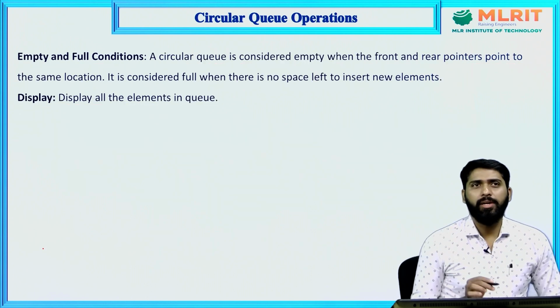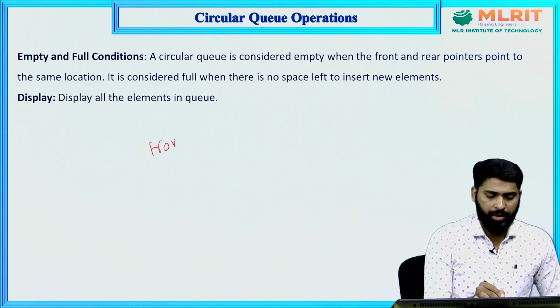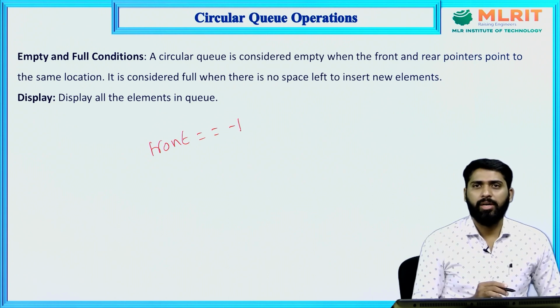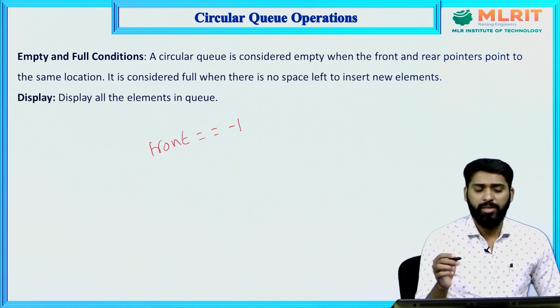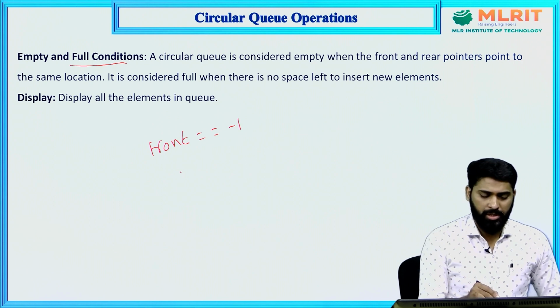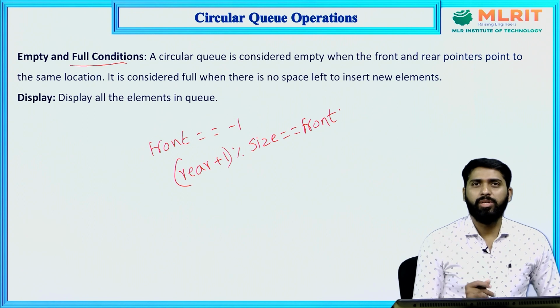So, empty and full condition. The empty condition is: if front equals -1, then we say that the queue is empty. And what is the condition for full? Full means there is no slot to insert an element. So how do we know that? By using this condition: rear plus 1 percentage size equals front. Then we assume that the queue is full.